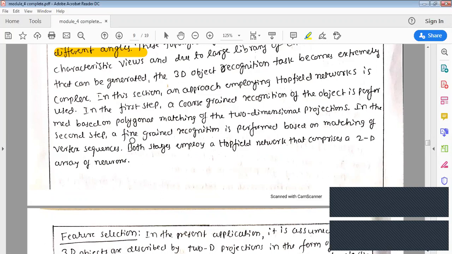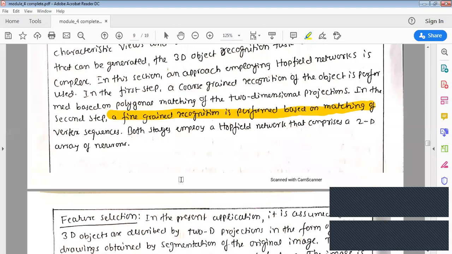So in the beginning coarse recognition is done. Once the coarse recognition is done, then a fine-grained recognition is performed, so that based on the matching of these photographs, yes, this object is perfectly like this only. So it is a two-stage recognition.